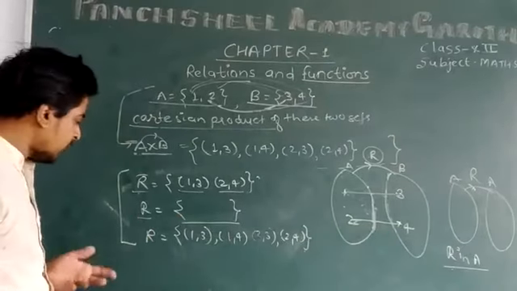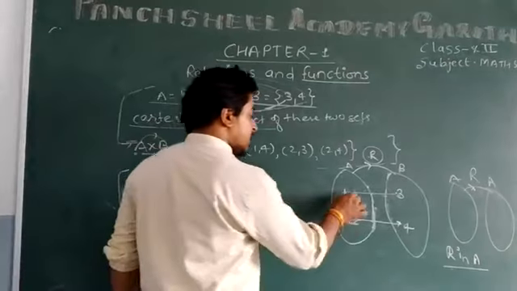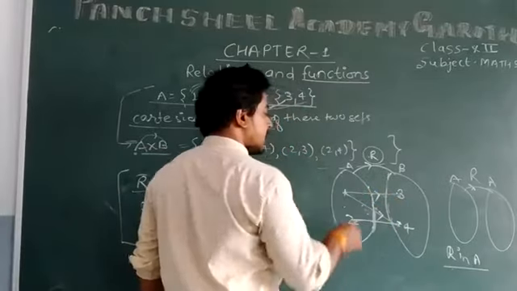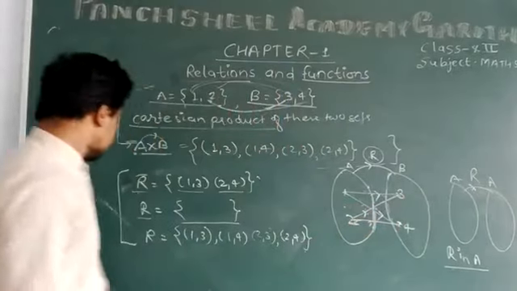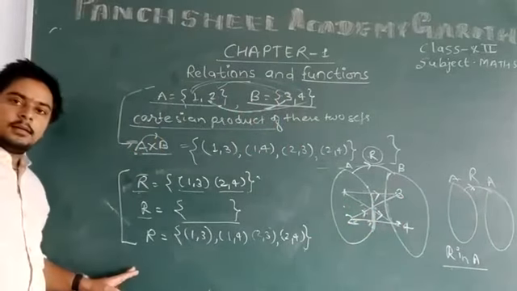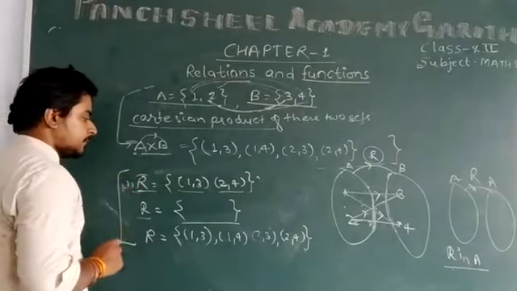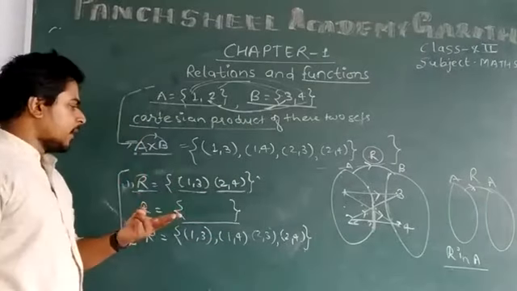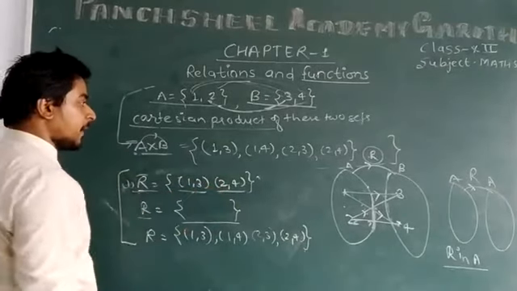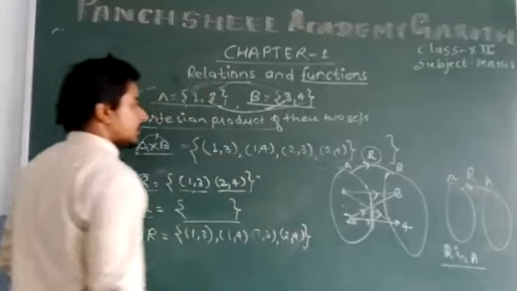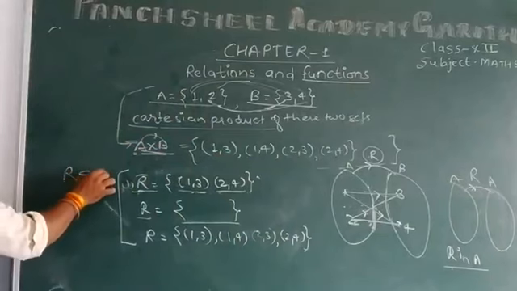In the next case, it may also be possible that R connects each and every element of set A with each element of set B. We have understood that in the first case R contains only the two ordered pairs (1, 3) and (2, 4), but (1, 3) and (2, 4) can also be seen in the set A cross B. So we can say that R is a subset of A cross B.